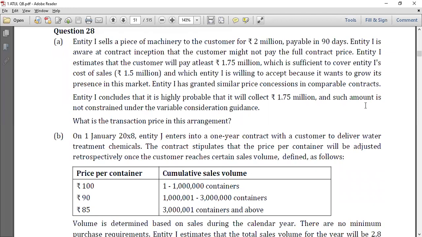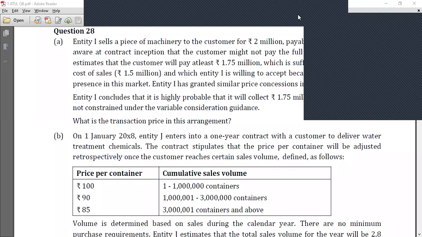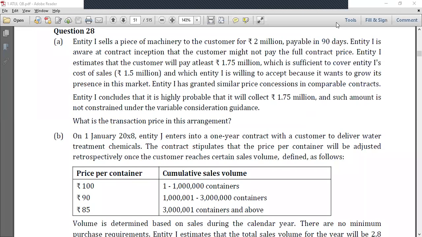Here you have a set of questions. In the next question, question number 28: entity I sells a piece of machinery to the customer for 2 million. It's like 20 lakhs. Okay, that is payable in 90 days.